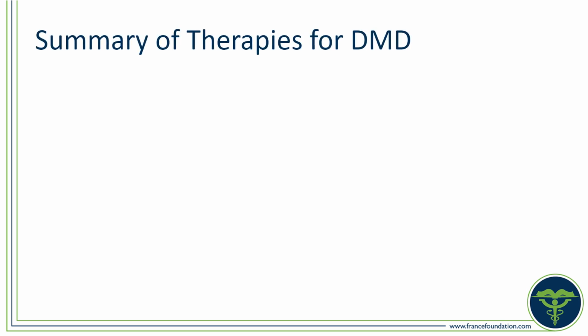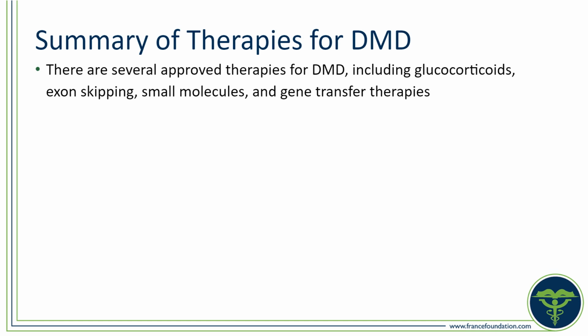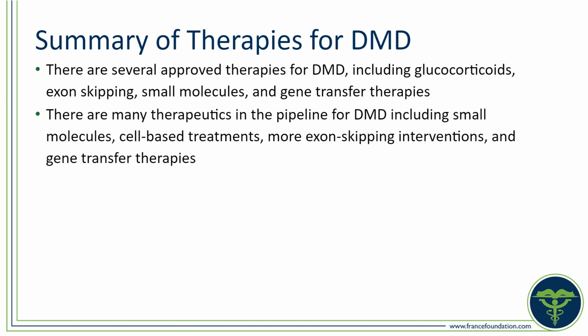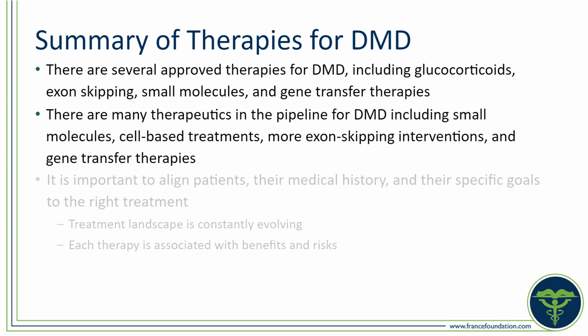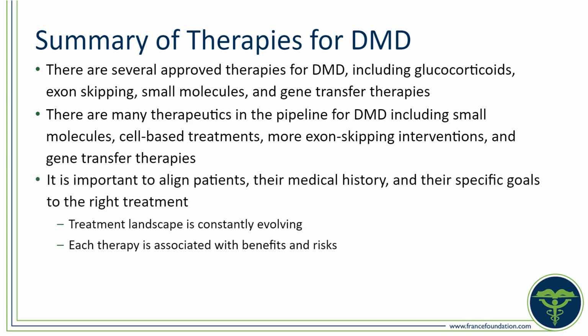So in summary, there are several approved therapies for DMD, including glucocorticoids, exon skipping therapies, small molecules, and gene transfer therapies. There are many therapeutics in the pipeline for DMD, including small molecules, cell-based treatments, more exon skipping interventions, and gene transfer therapies. And it's important to align patients, their histories, and their specific goals to the right treatment. This treatment landscape is constantly evolving, and we must evolve with it.